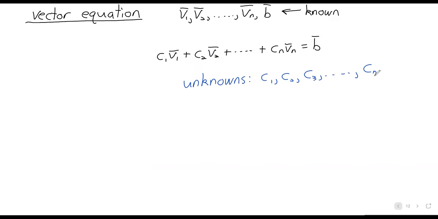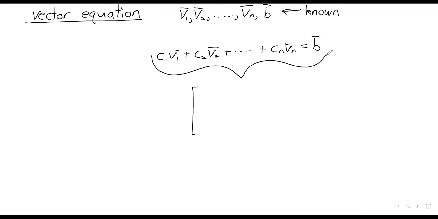So, summarizing that, a vector equation is solved by writing down an augmented matrix that has the first vector as its first column, the second vector as its second column, and so on, and is then augmented with the b vector. And you perform Gauss-Jordan elimination on it, and you'll get c1, c2, up to cn.